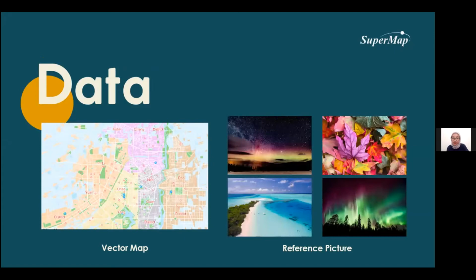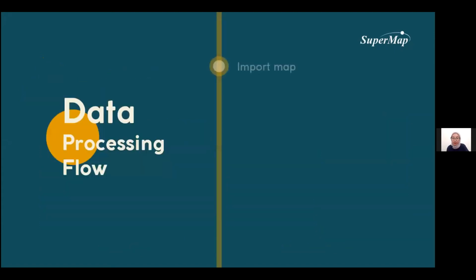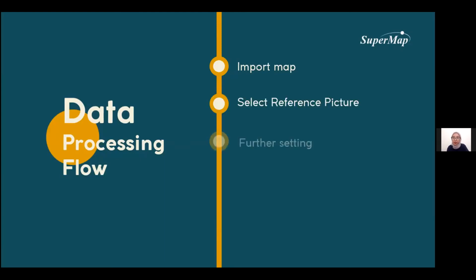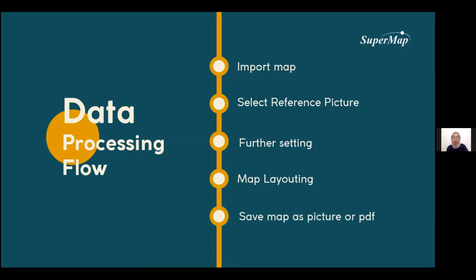And this is the data processing flow. The first process is we will import the map and then select the reference picture, do further settings to get a better result, lay out the map, and the last one is save the map as picture or PDF. Okay, I will share my SuperMap iDesktop screen.